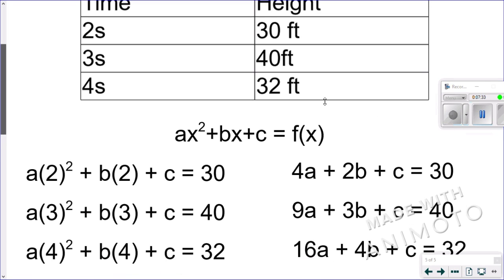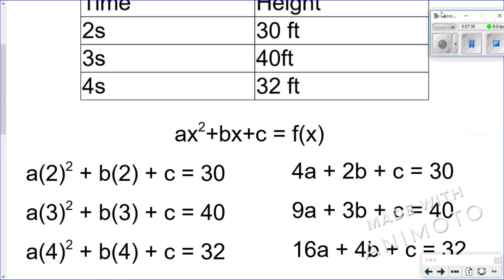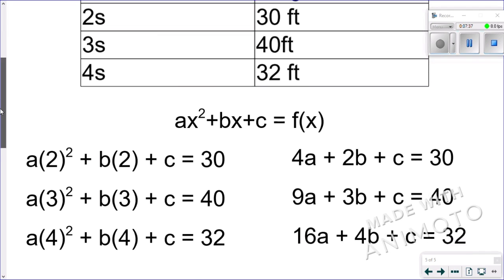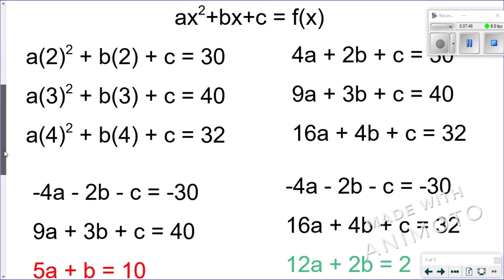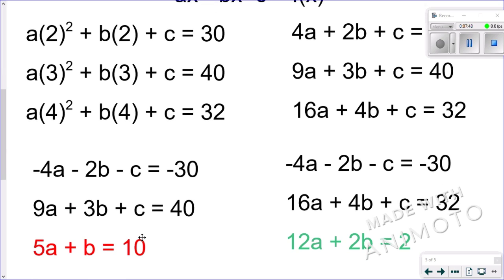Pick 2 of them. Looking at it, I think c is going to be the easiest variable to eliminate. So I picked the first and the second one, paired them together, and I multiplied the first one by -1. So I have -4a minus 2b minus c equals -30. Brought the second one down, added them up, got 5a plus b equals 10. Okay, well then I paired the first and the third one together. Again, I multiplied the first one by -1. The third one I added and got 12a plus 2b equals 2.